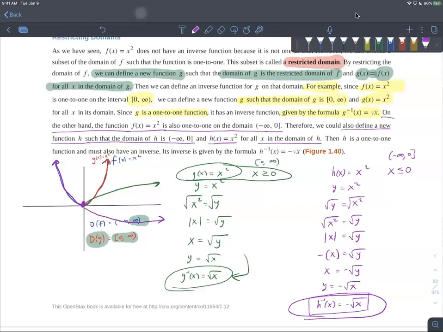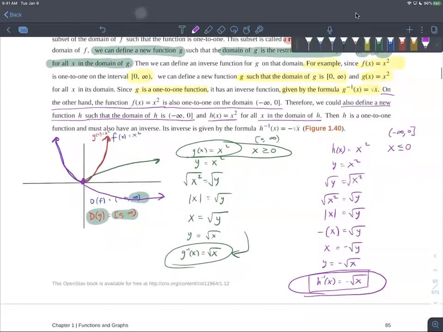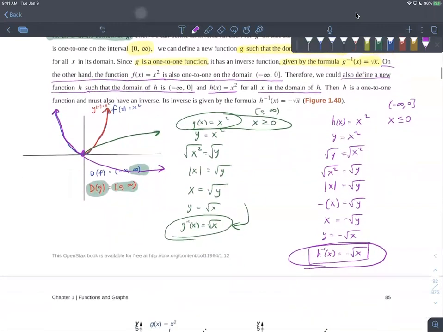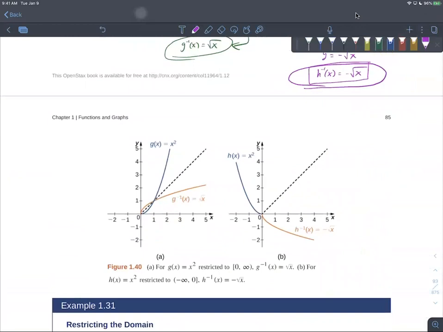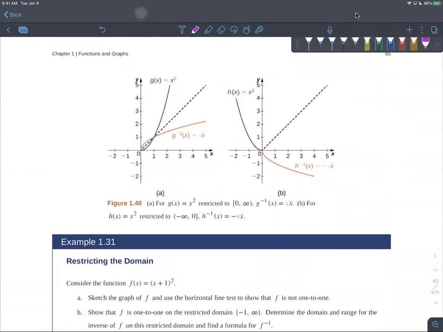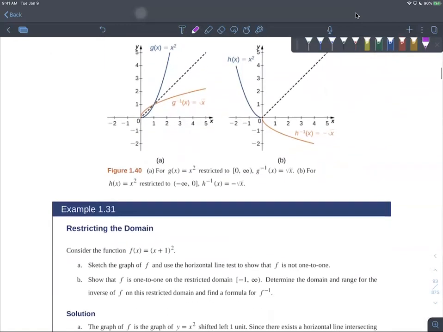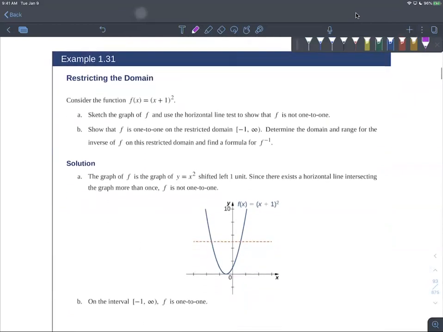All right, so lots of good stuff there. Yeah, so then it just shows g and its inverse on the same set of axes, and h and its inverse on the same set of axes as well. So restricting domains here.